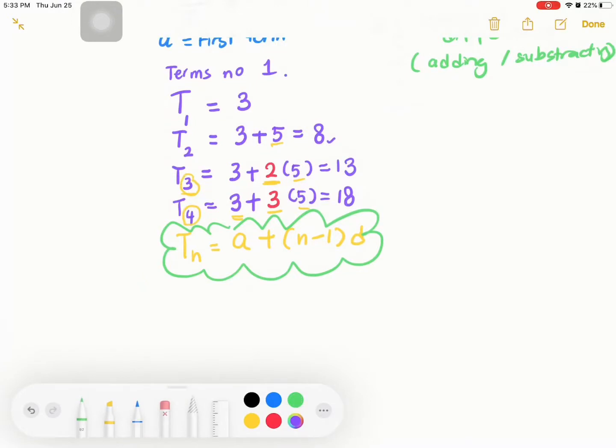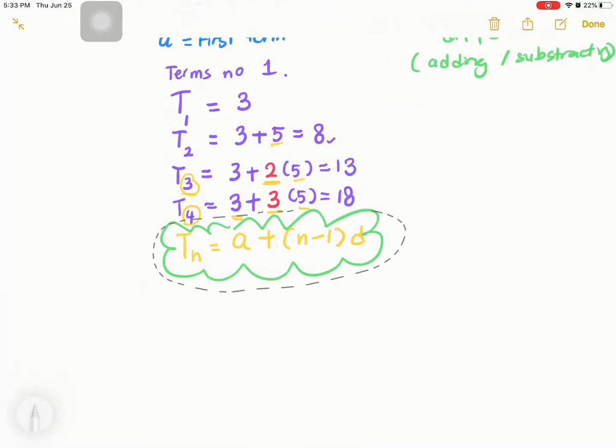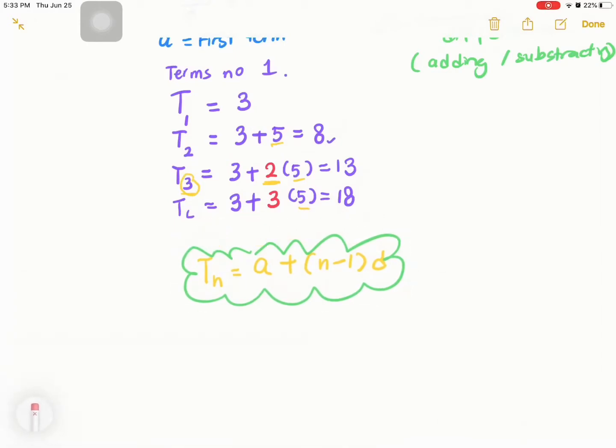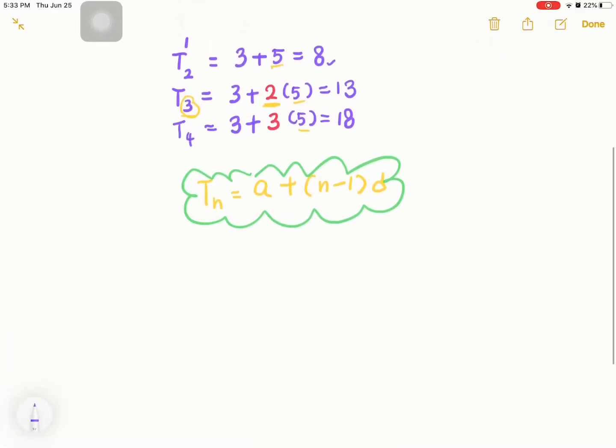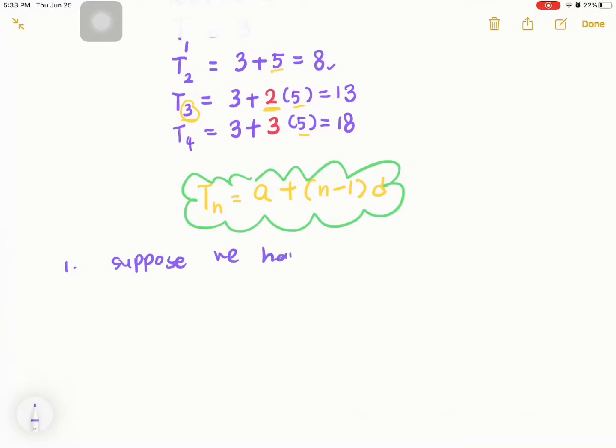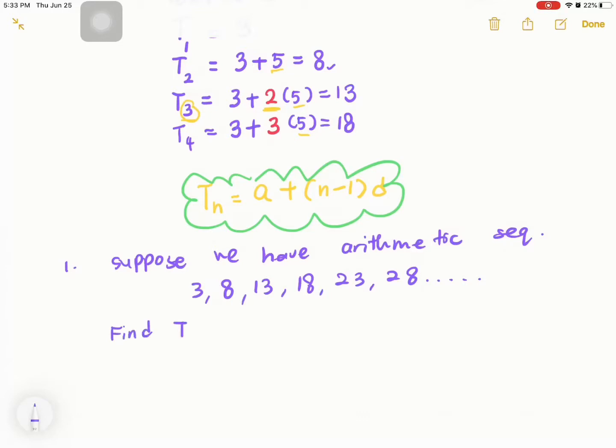Taking this as our formula, we will do a few questions related to arithmetic progression. Let's start with the first question. Suppose we have an arithmetic sequence of 3, 8, 13, 18, 23, 28 and so forth. Now find T10.